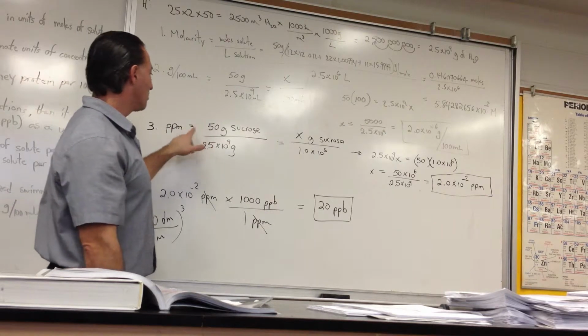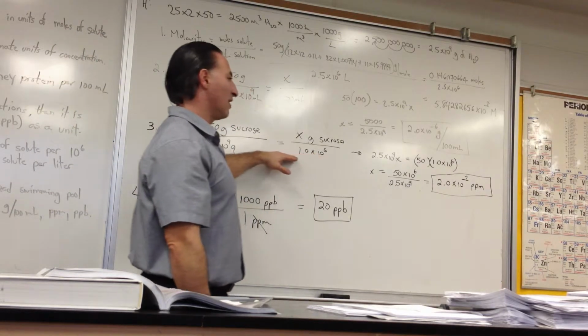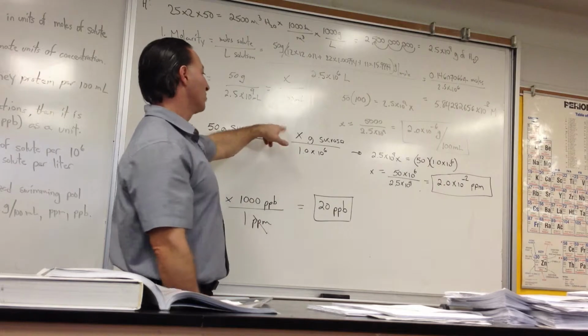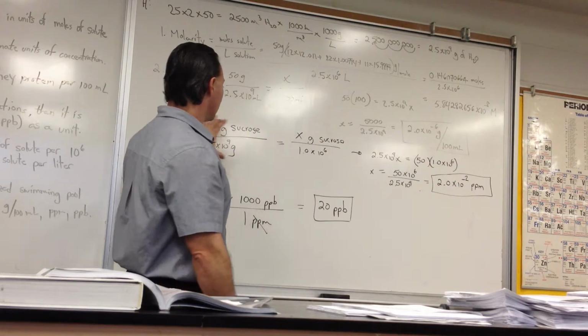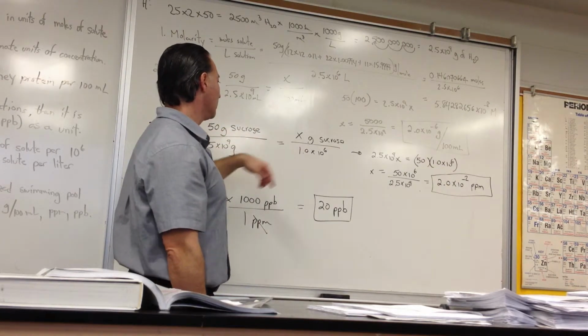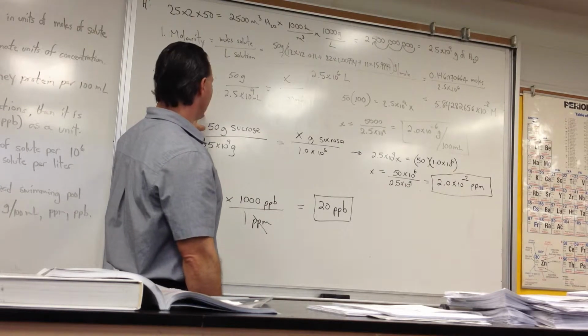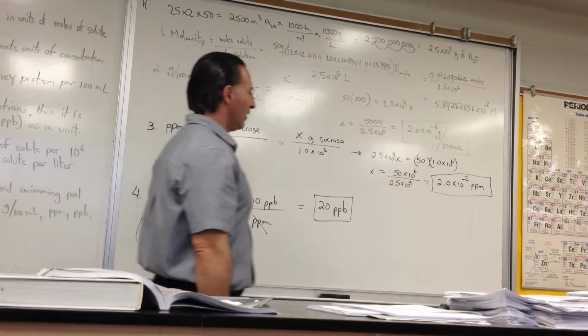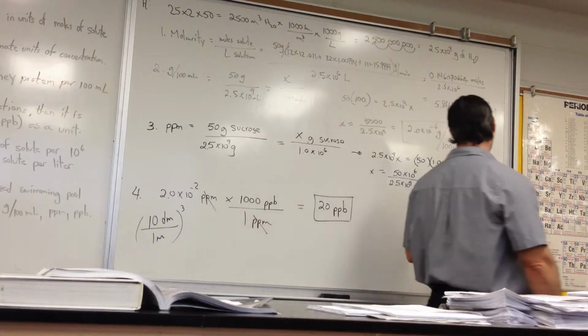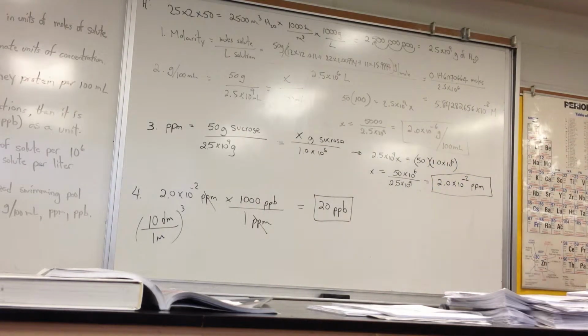But we want to find out how much sucrose is in 1 million grams of water, because it's a part per million. So we're going to do the same thing as we did here, turn it into a fraction. X over 1 million is in the same proportion as 50 over 2.5 billion. Solve for X, and we get that it's 2.0 times 10 to the minus 2 parts per million.